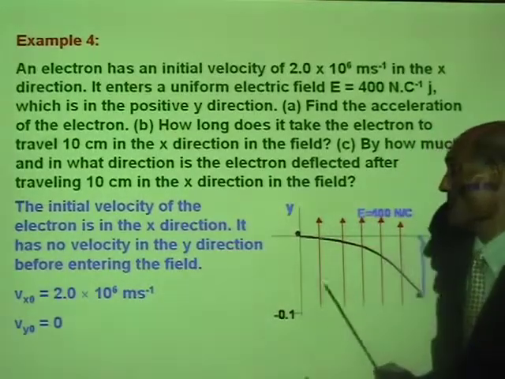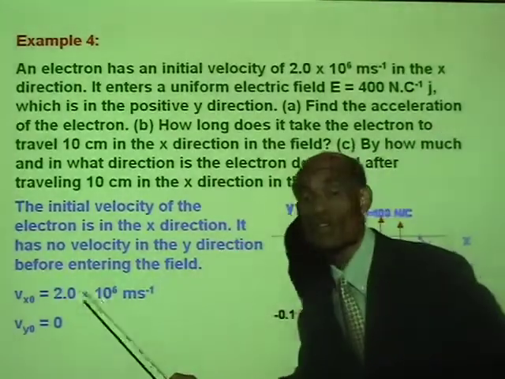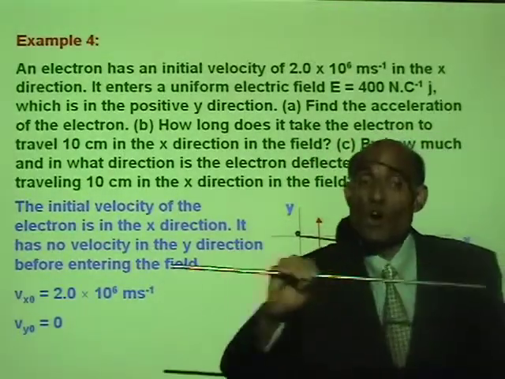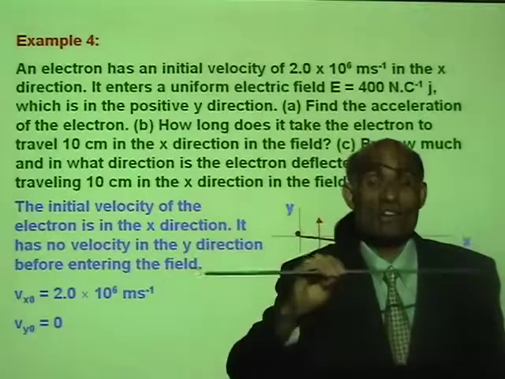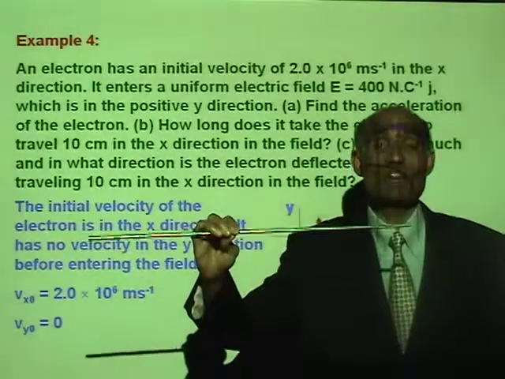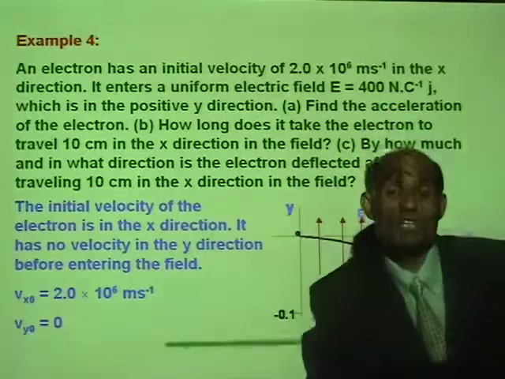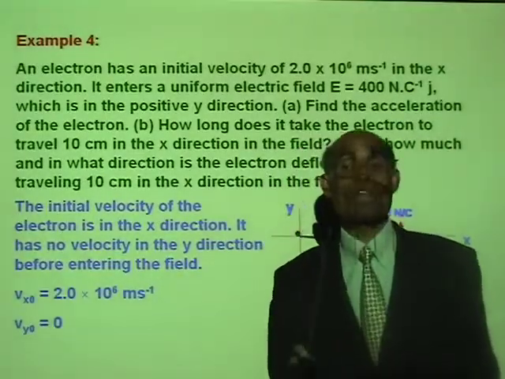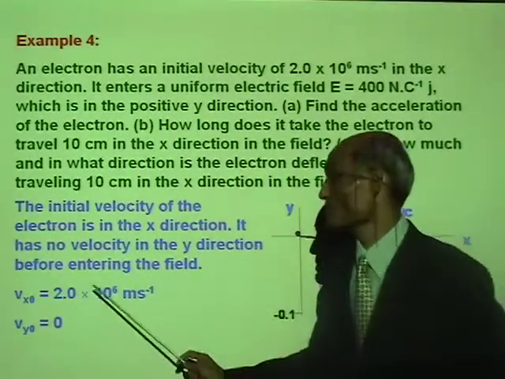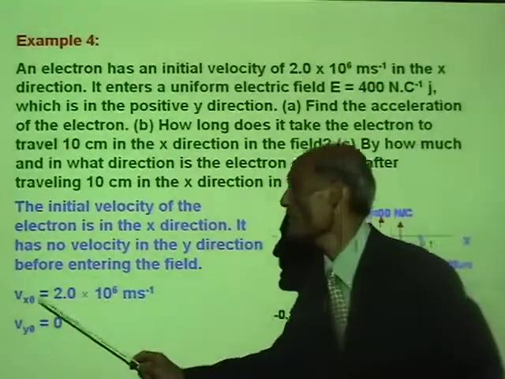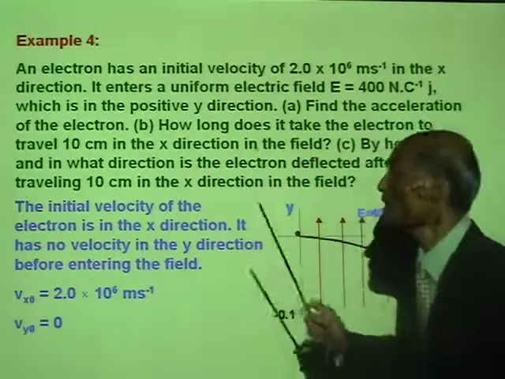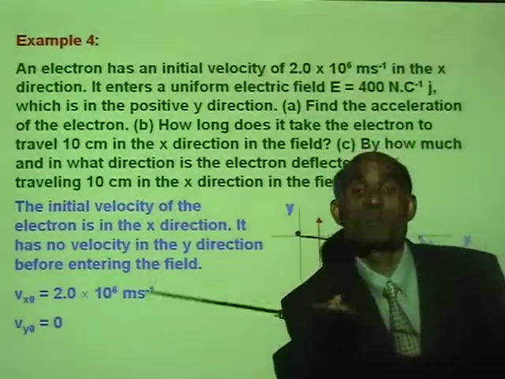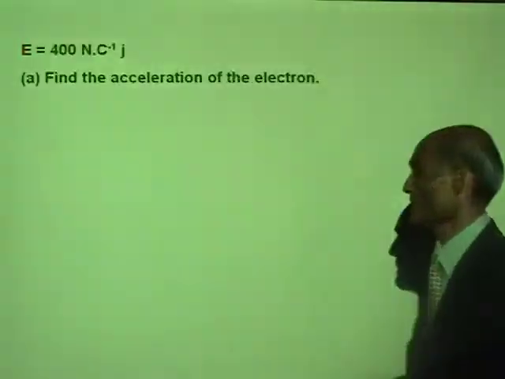Well, you must know that the x velocity will not change. Why not? Because there is no force in the horizontal direction. The force on the electron is only in the vertical direction. So the vertical force will not affect the horizontal motion. That means this velocity will not change. At the same time, the electron will start picking up a vertical velocity.